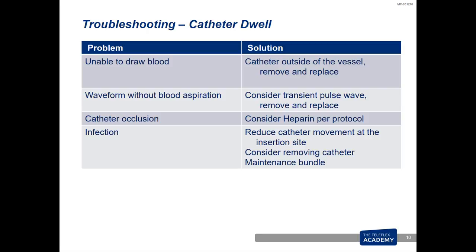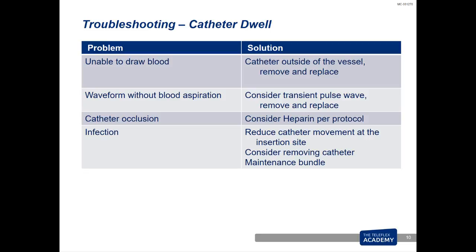So the first one's unable to draw blood. If you're called to the bedside because you're doing care and maintenance on an arterial catheter, or you're the primary nurse and you're trying to draw a blood sample for a routine lab, you really want to, one, assess the tubing, make sure the tubing and the stopcocks are in the open position. You want to silence the alarm before you turn the stopcock to the off position to draw the blood, and you want to attempt to draw the blood.